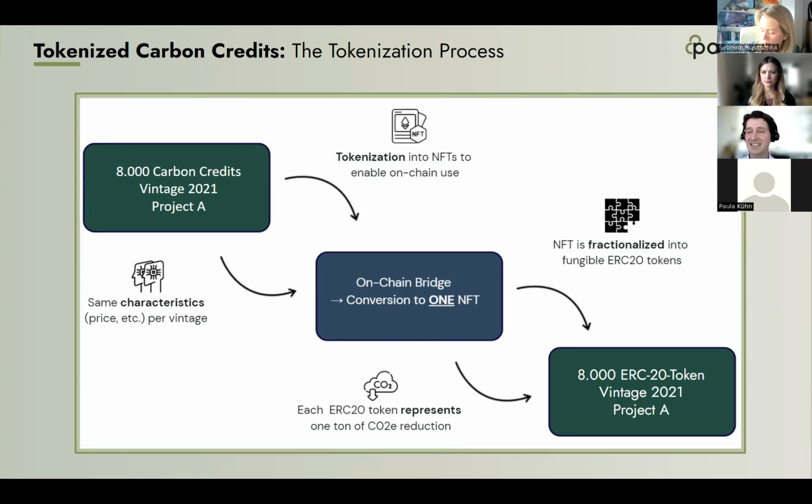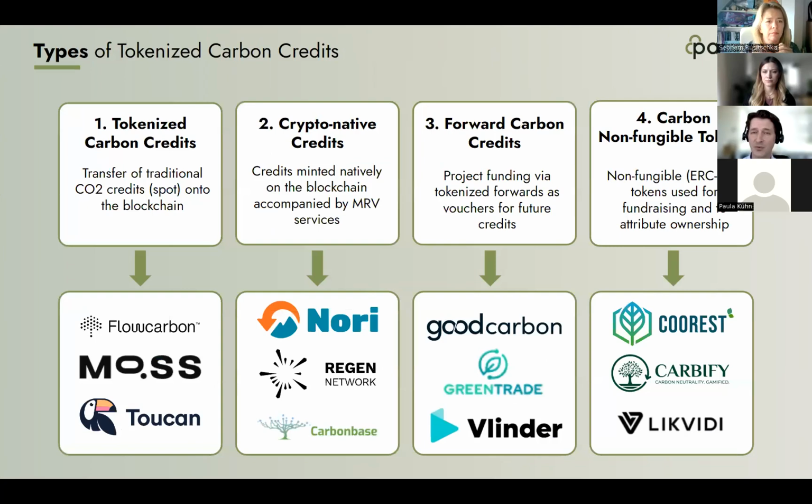And then in a second step, that one NFT is fractionalized again into, in this case, 8,000 fungible tokens. So at the end of that process, you have one token each that also represents 1 ton of absorbed or avoided CO2. And this is how, at least, those credits that are coming from a legacy system are being brought on-chain. And that's just one group.